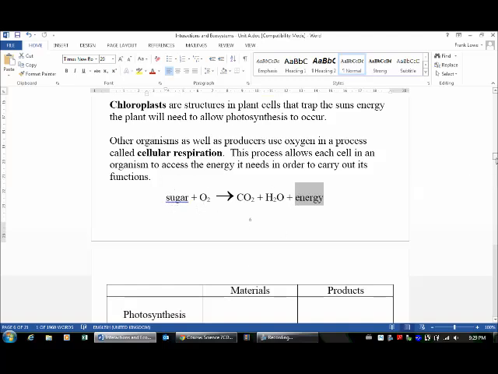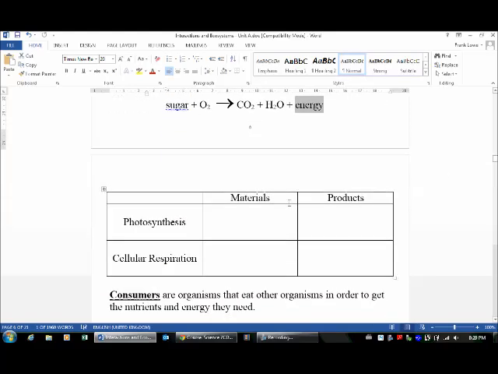So what you can do now is just spend a little bit of time and try to hammer out, okay, do I know the materials for photosynthesis? Do I know the products? And same for cellular respiration. And if you do that and spend a little bit of time with it, you will notice that there is something that photosynthesis and cellular respiration have in common, and it's pretty significant.